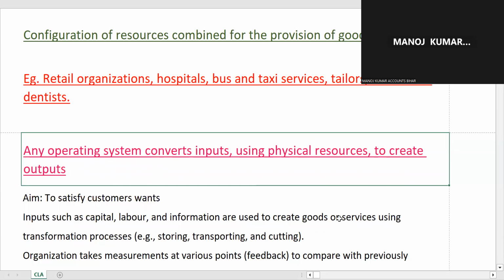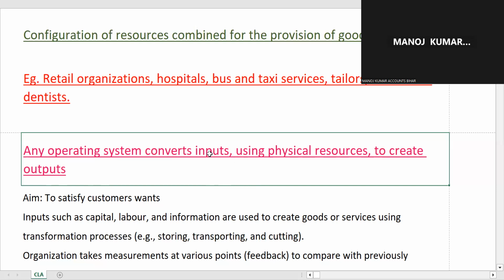Now you go into a barber shop with long hair, right? When you come out, you become a smart person with proper haircut and shaved, right? So that is the output for services. Now even for goods, there will be some conversion in the raw materials. Finished goods will be prepared, that will be delivered to the customer, right? So an operating system converts inputs into outputs, okay, but using physical resources. Now barber is using his manpower and some tools to cut your hair, so those are physical resources, right?